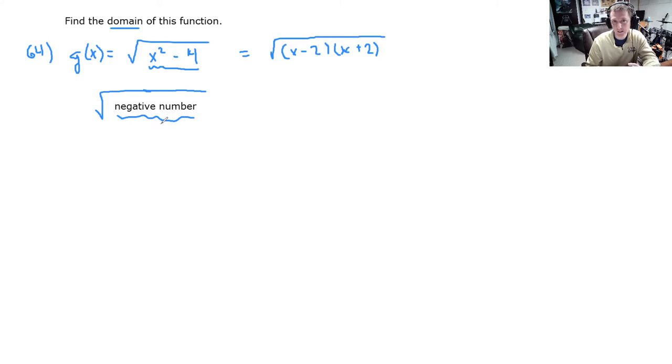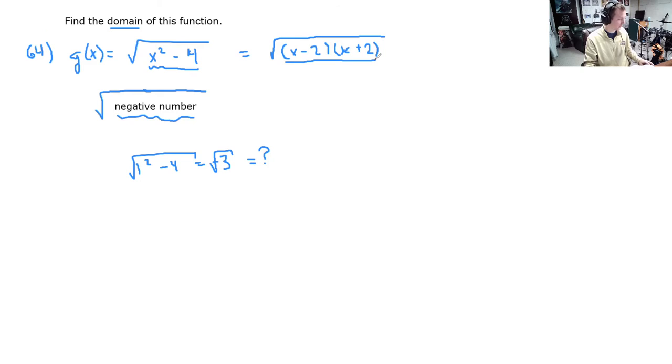If some number is going to give us a negative number, like for example, we plug in 1, if we square that and subtract 4, we get negative 3. We can't take the square root of that. That's an imaginary number. So 1 is actually not in our domain. So we're trying to look for all those numbers which give us a positive number under the radical. We're looking for all those x's which give us a positive value underneath here.